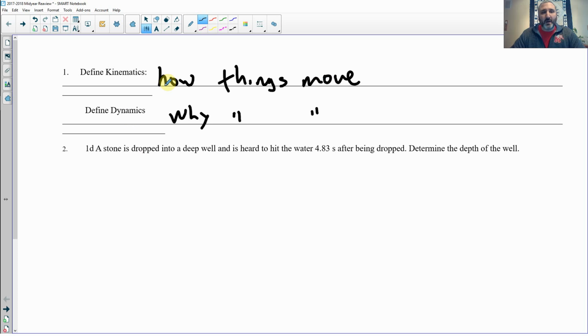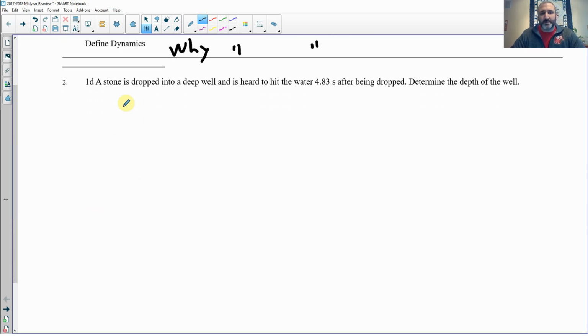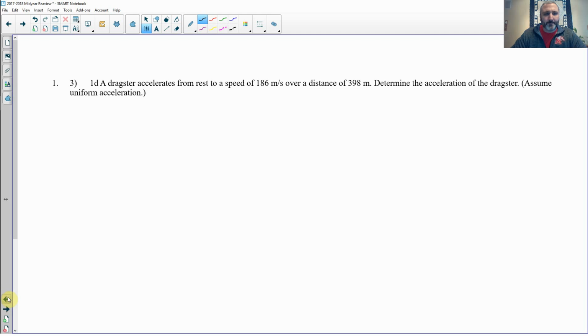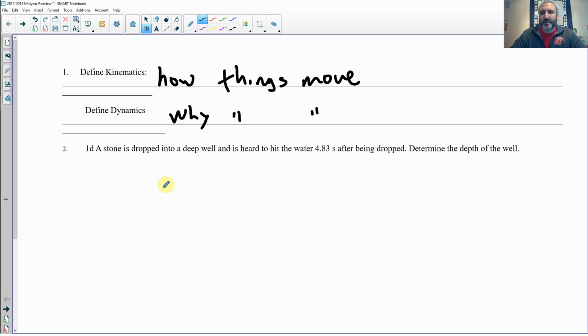And then we got into how we can figure some different things out using equations. So I hope that you've got your equation sheet near you. I'm going to use the equations that we've been using, and let's just get into it. So the first is a one-dimensional problem. A stone is dropped into a deep well and heard to hit the water 4.83 seconds after being dropped. So we're going to figure out if we can determine the depth of the well.